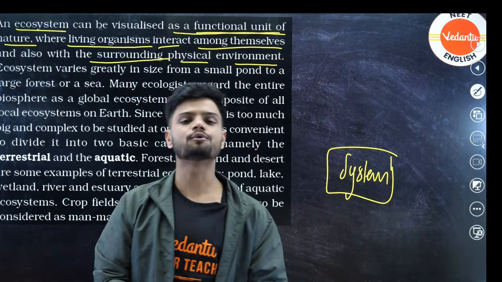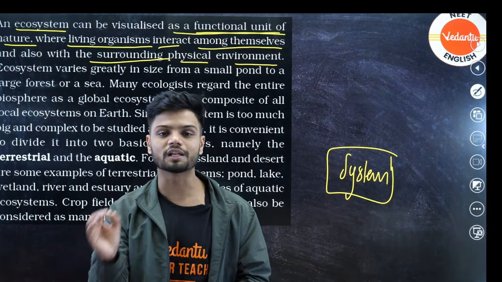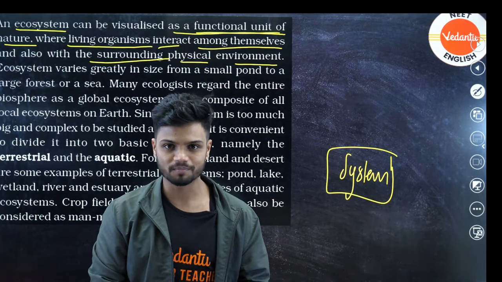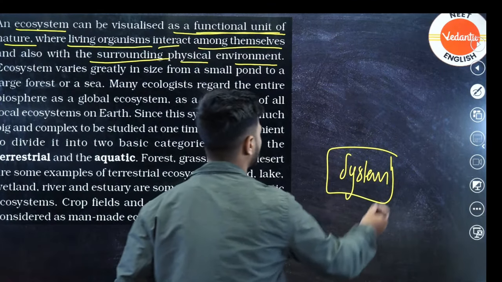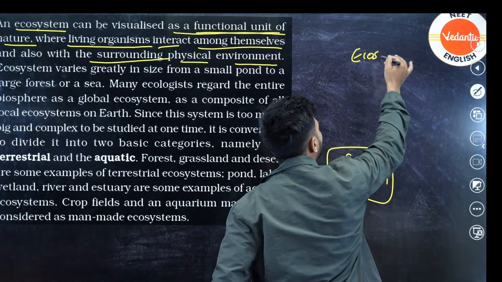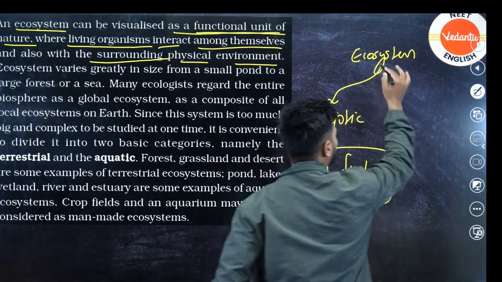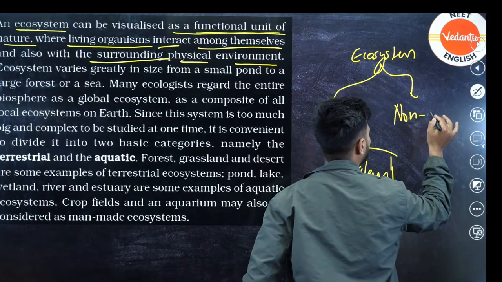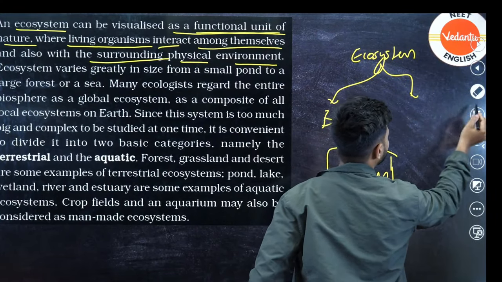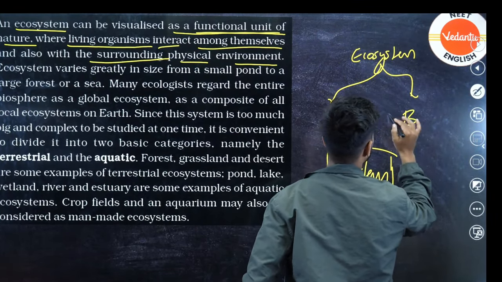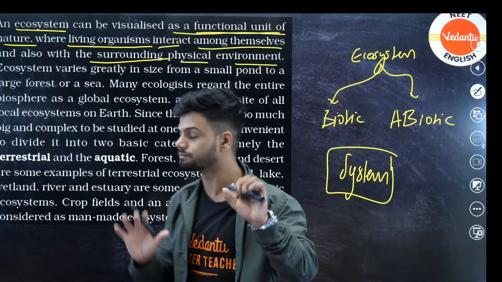So what is an ecosystem? What is happening in an ecosystem? Ecosystem is a functional unit of nature in which living components as well as non-living, abiotic components interact with each other, clear? That is an ecosystem. Awesome.